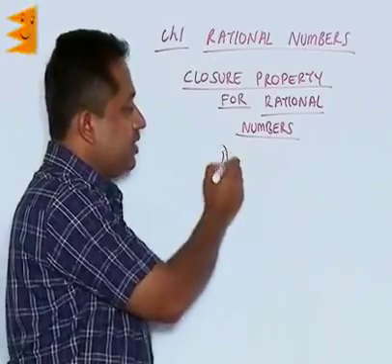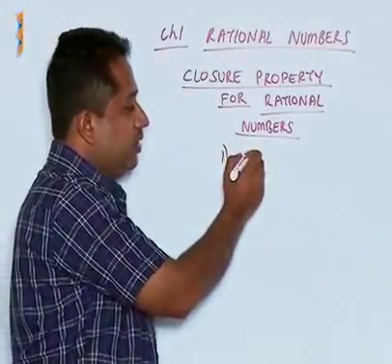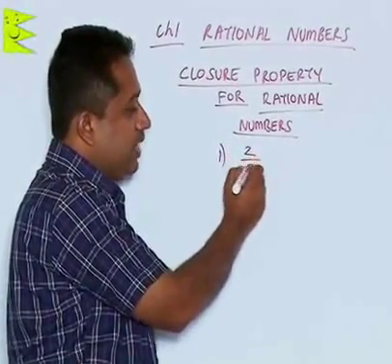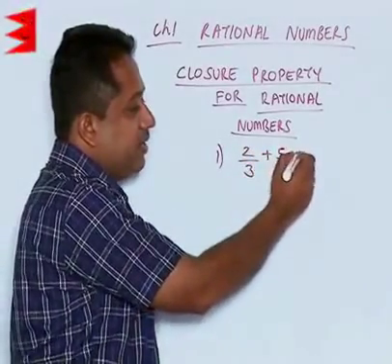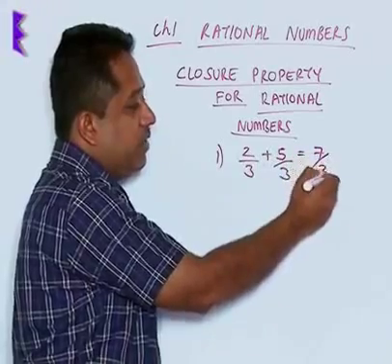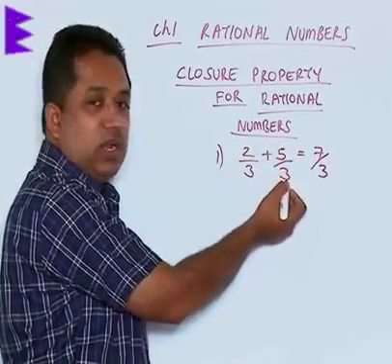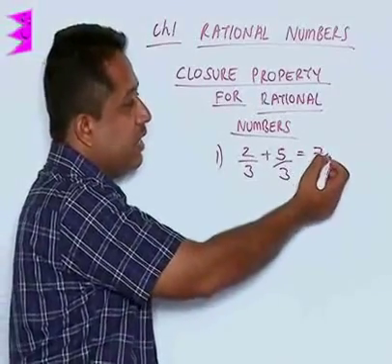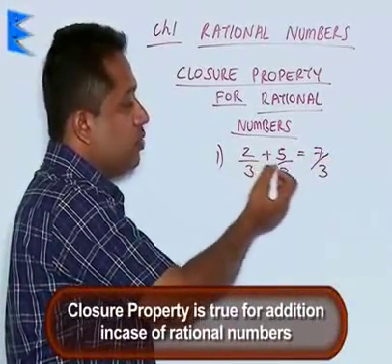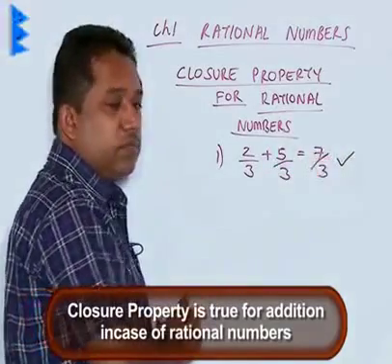The four operations. The first, addition. We take the rational number 2 by 3 and add it to another rational number 5 by 3. We find that the result is 7 upon 3. Now in this case, when we are adding two rational numbers, the result is also a rational number. So I can say that for addition, the closure property holds good in case of rational numbers.